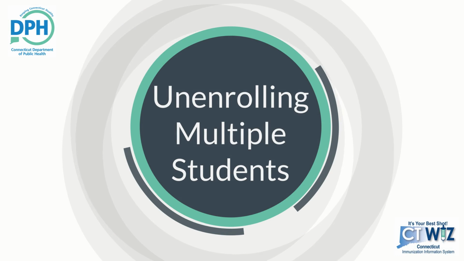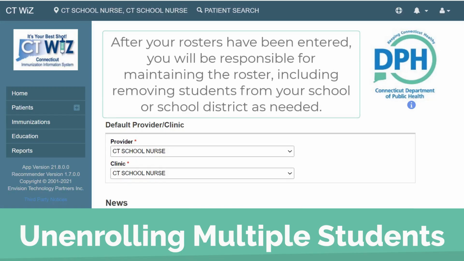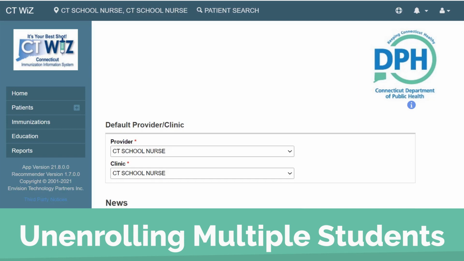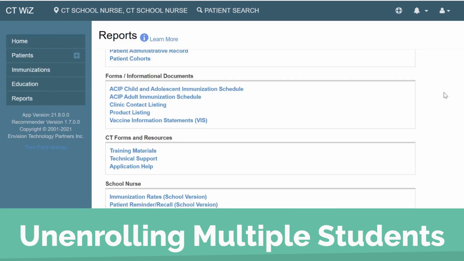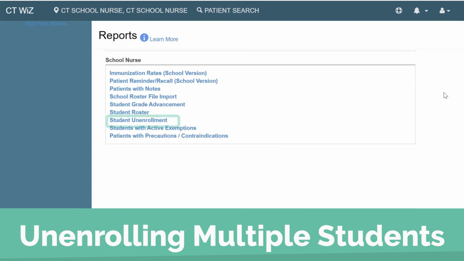Unenrolling multiple students. After your rosters have been entered, you will be responsible for maintaining the roster, including removing students from your school or school district as needed. To unenroll multiple students, follow these steps. In the left-hand menu, click Reports. Click School Unenrollment from the School Nurse menu.